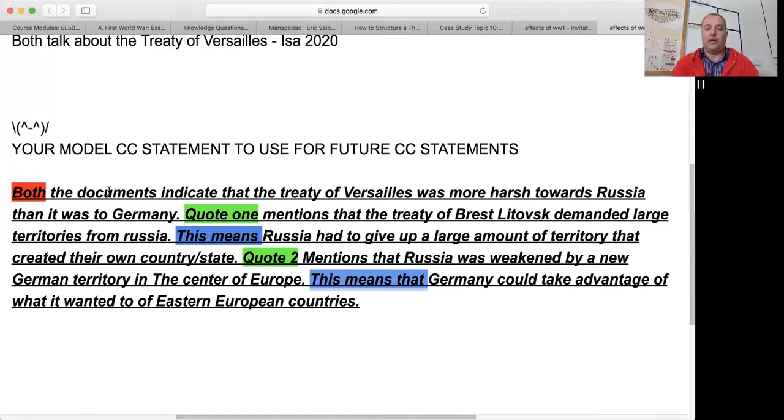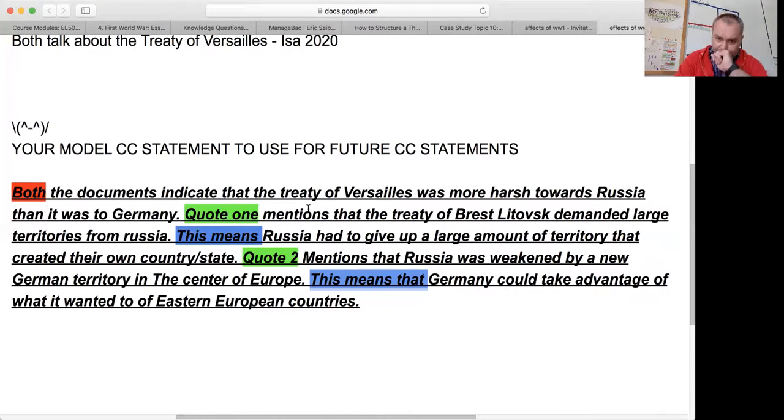Indicate that the Treaty of Versailles was more harsh towards Russia than it was towards Germany. This took some practice, and it's a bit vague, but we're still practicing this and learning. You get the idea that they were able to see that the two quotes that they selected clearly showed that the treaty was harsh towards Germany, but even more harsh towards Russia. So now that we have the comparison, now we have to distinguish.